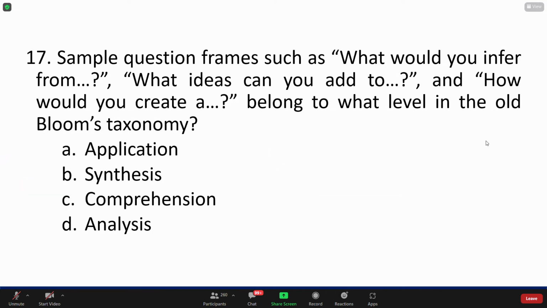How about number 17? Would anyone like to read and answer number 17? Can we have Carpio Germain? Carpio Germain, read and answer number 17. Unmute yourself. Carpio. Miss Carpio Germain. Okay, it seems Miss Carpio is having a technical issue. Let's have other volunteers.